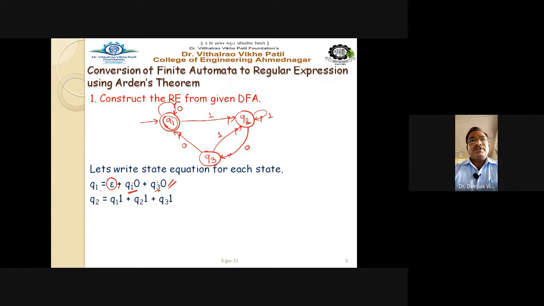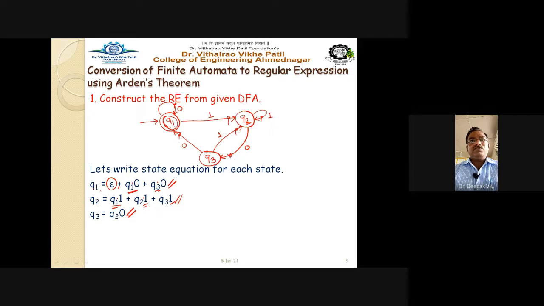Then for the Q2 state, we have the state equation. These are the three edges, so three components are there: Q1 dot 1, Q2 dot 1, and Q3 dot 1. The state equation for Q3 is Q3 equal to Q2 dot 0. Only one incoming edge is there, that's why Q2 dot 0 is the state equation for state Q3.